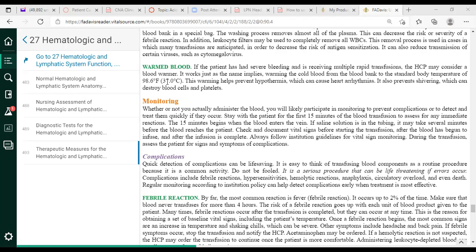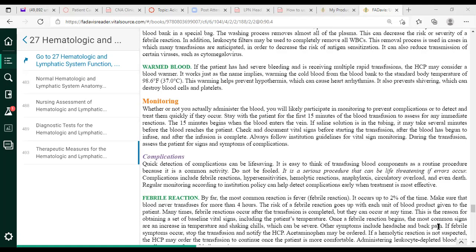And it just talks about complications of blood transfusions. It is a serious procedure that can be life-threatening if errors occur, and complications can be things such as febrile reactions, hypersensitivities, hemolytic reactions, anaphylaxis, you were allergic to it, circulatory overload, you received too much blood, and even death. Death can result from a blood transfusion.